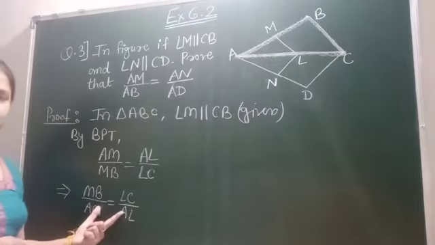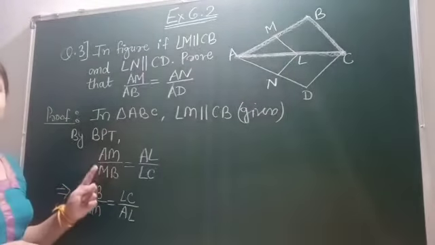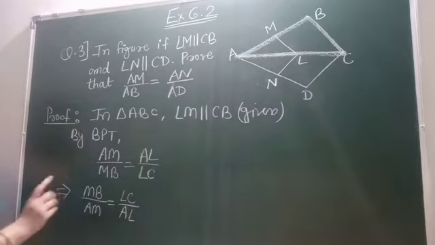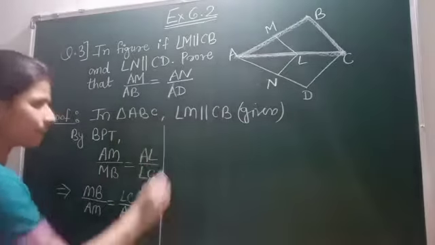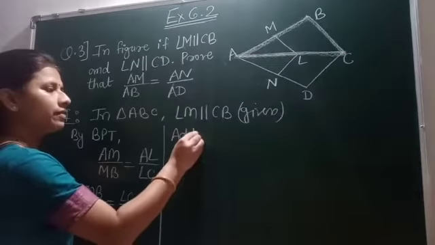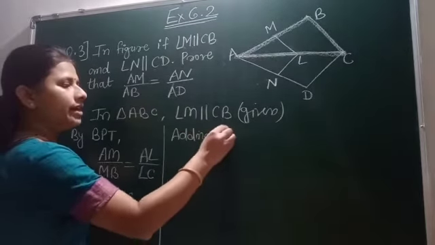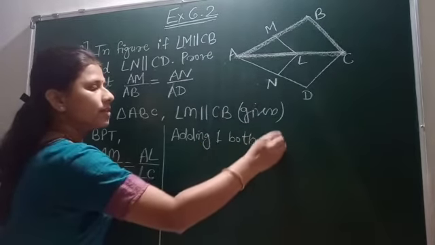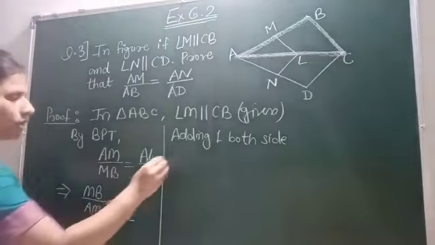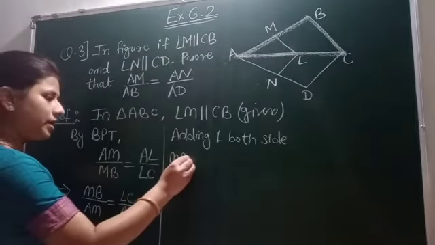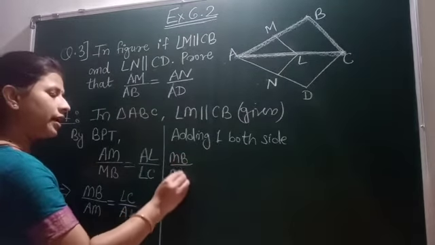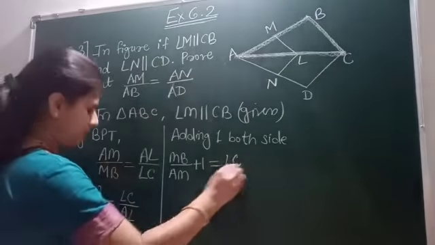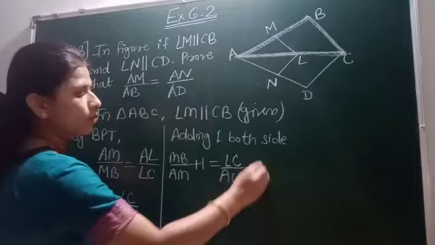What is the meaning of reciprocal? Just interchange the position of numerator and denominator. Then both sides we will add 1. Adding 1 to both sides, what we will get? MB upon AM plus 1 equals LC upon AL plus 1.